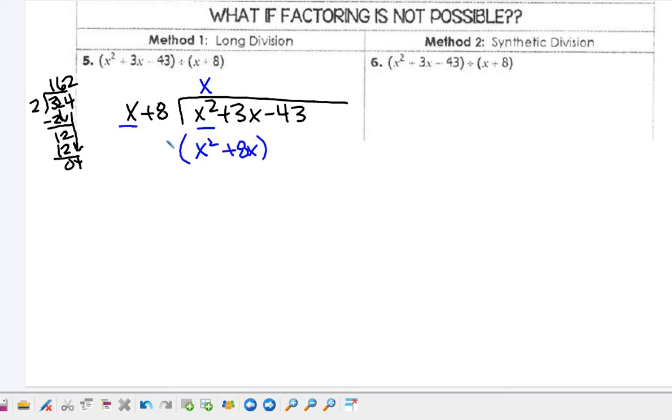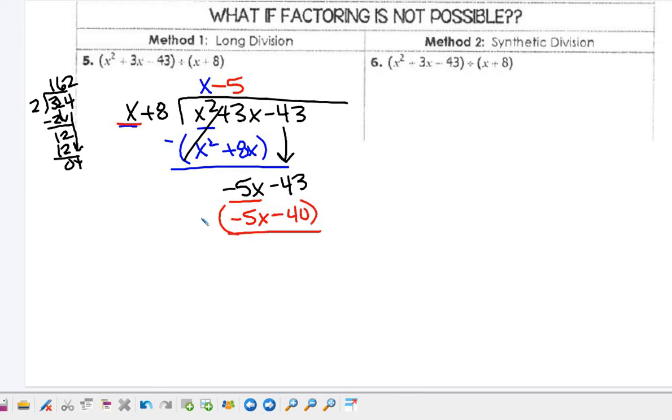And just like we did over here, we're going to subtract. So that goes away as we anticipated. And 3x minus 8x is negative 5x. And then we bring down the next term, negative 43. So then the question becomes, how do I go from x to negative 5x? Well, multiply by negative 5, right? So I have negative 5x minus 40, and then we subtract. And as we anticipated, that goes away. We have negative 43 minus a negative 40, which would be a negative 3. And that's my remainder of negative 3.